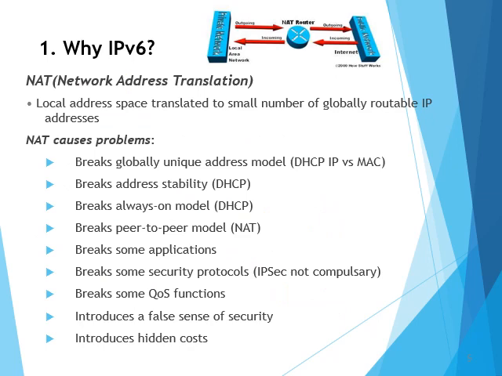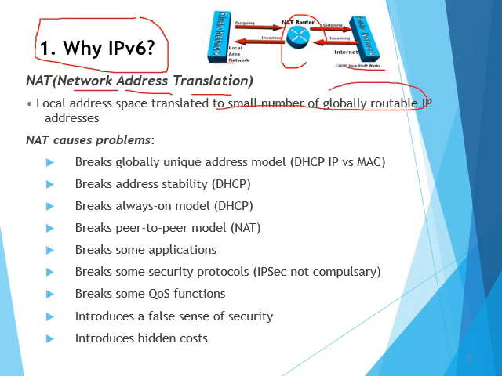Okay, why do we have to use IP version 6? First of all, IP version 4 requires network address translation, NAT, to route from a private network to a public network. So the local address space will be translated to a small number of globally routable IP addresses. Is there any problem with NAT? Okay, so it has some problems.